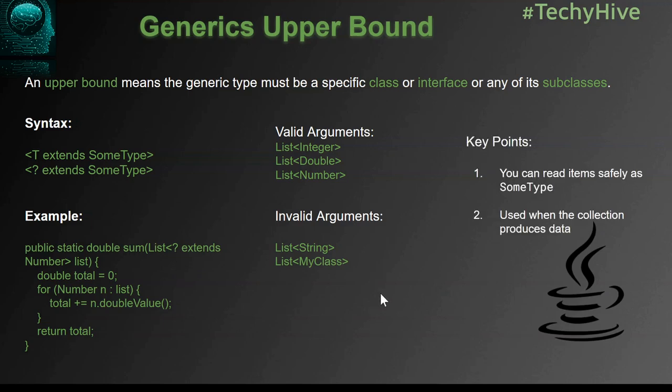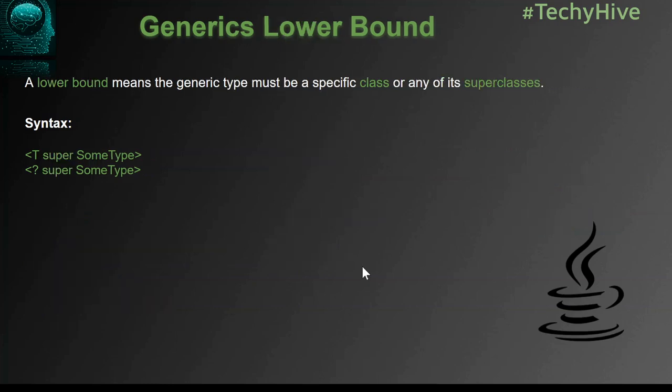And the key points of this upper bound are: you can read items safely as some type. So you can read items, but you cannot update them. Remember, you cannot update them when you have an upper bound. And upper bound is used when a collection produces data. So remember, when we have a collection and we want to give that collection to someone to process, then we have to use upper bound.